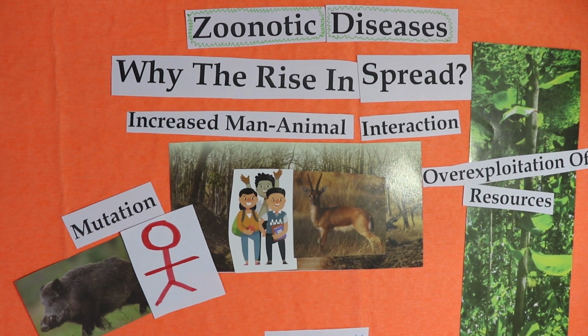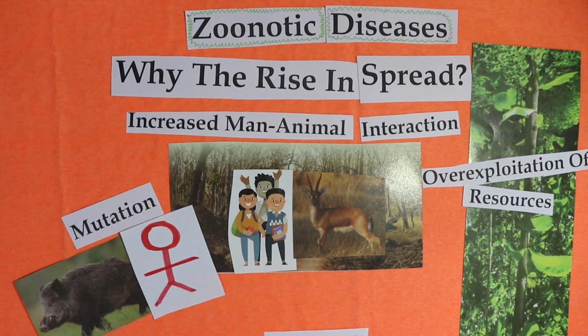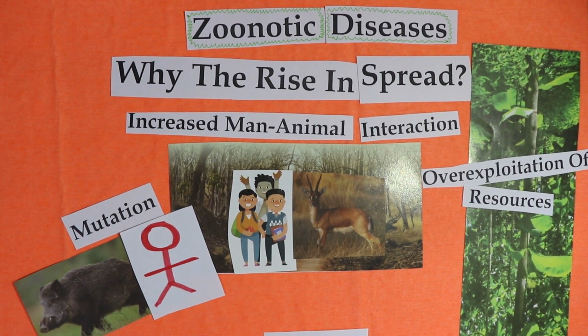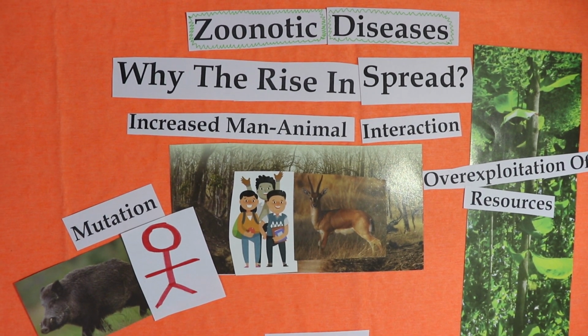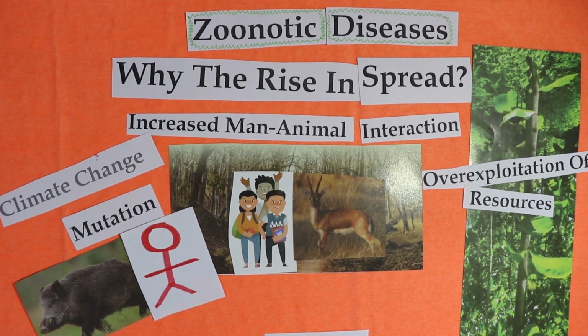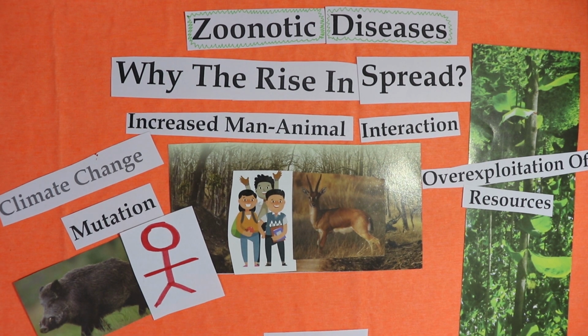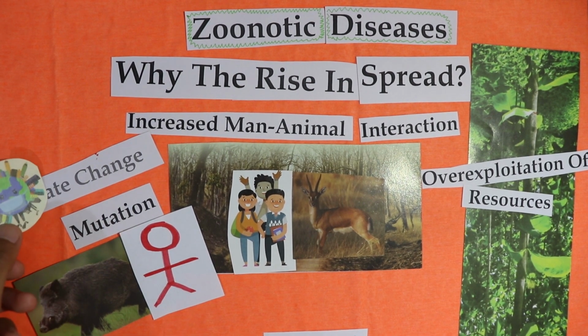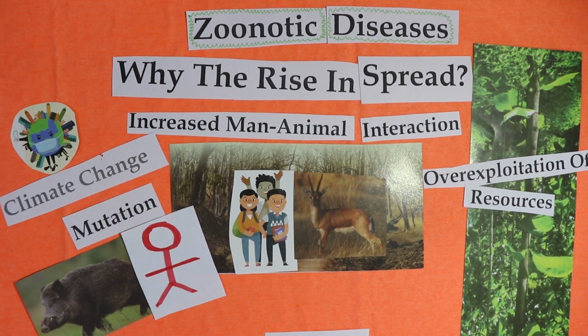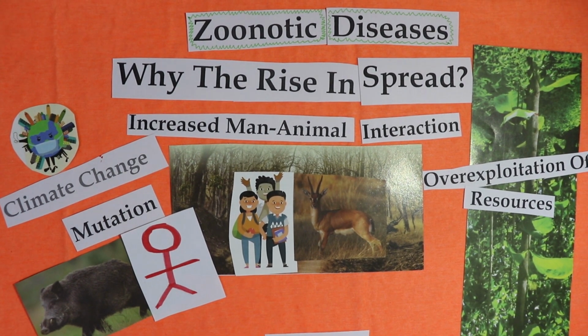Since we spoke about the increased man-animal interaction due to overexploitation of resources, another angle that comes into play is that of climate change. An article in Down to Earth suggests that the rising temperature has raised the rate of reproduction in pathogens like bacteria, which is why there is a greater risk of infection also.